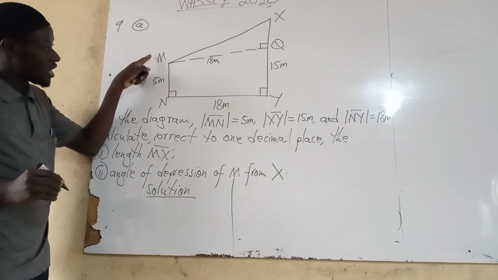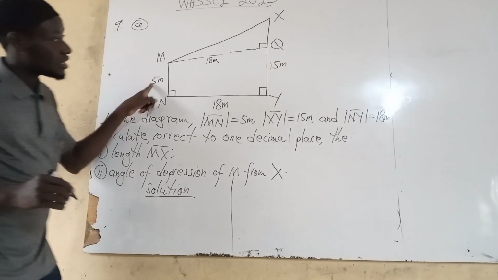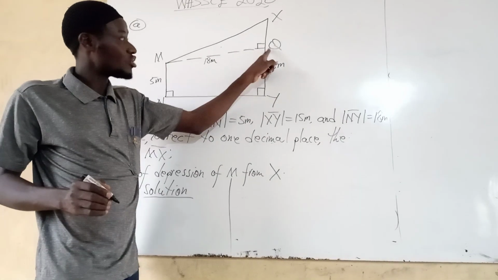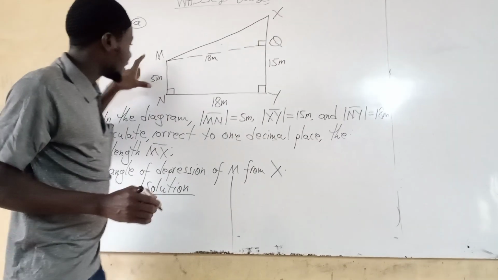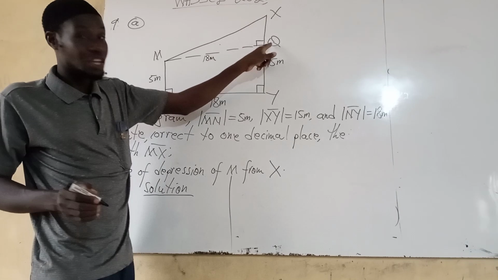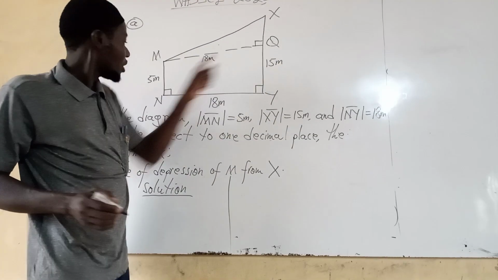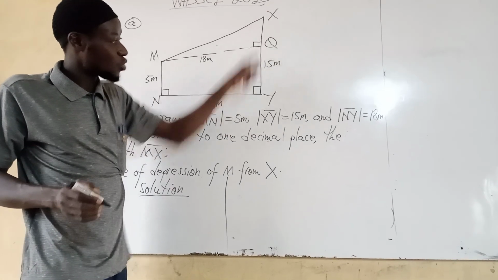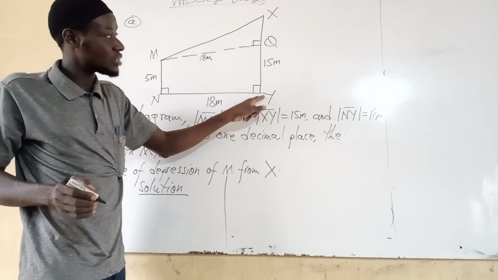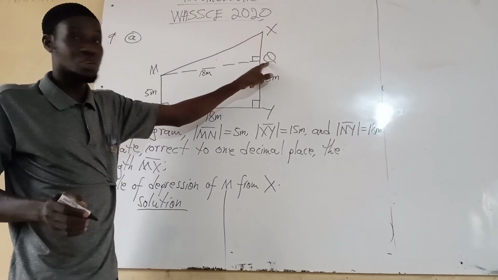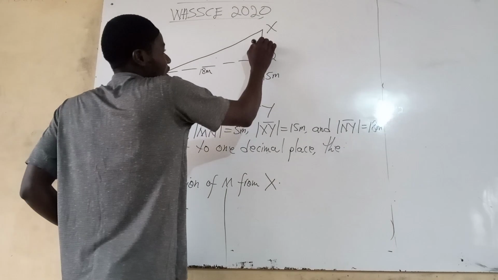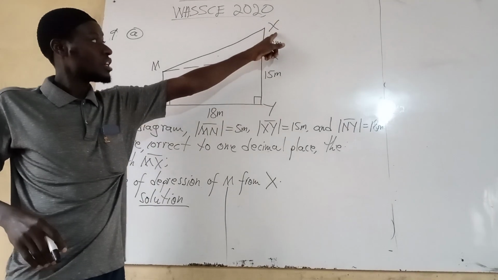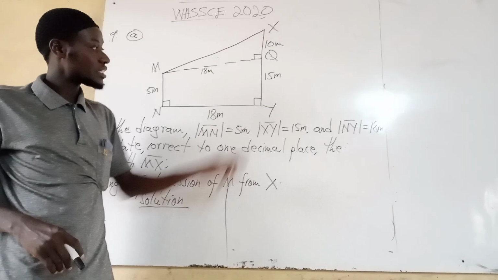Now don't forget that the line MN is 5 meters. The line from X to Y is 15 meters. If you extend this same line to meet line XY, the distance from MN will be the same distance that you have from QY. And so, if this is 5 meters, QY will also be 5 meters. However, from X to Y is 15 meters. So if this is 5 meters, then the remaining length, that is XQ or QX, will be 10 meters.